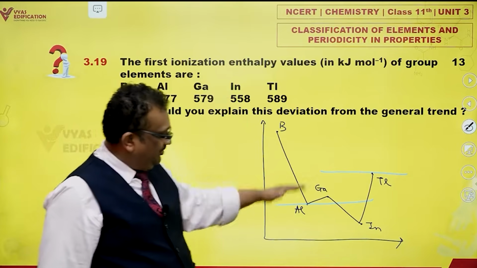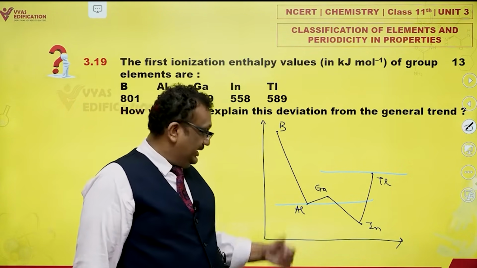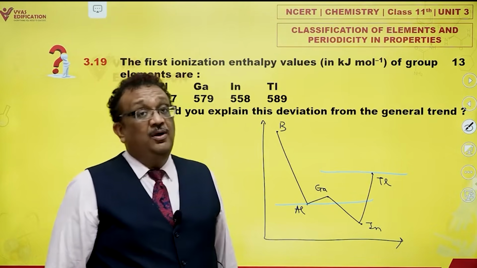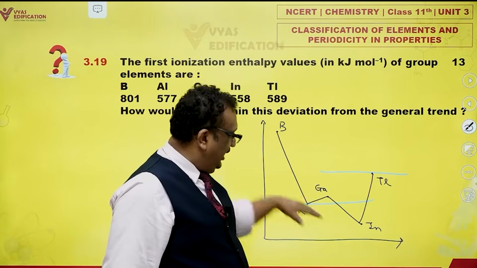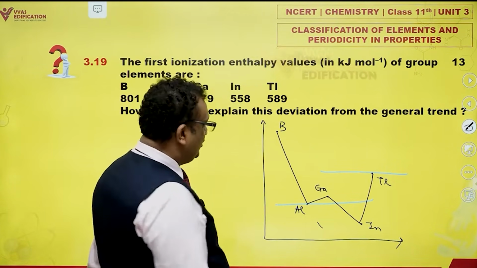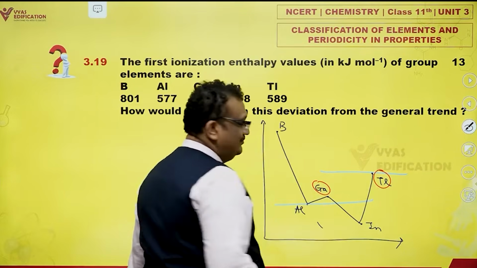It's a kind of zigzag like this. There are two dips at aluminium and indium, but down the group it was supposed to come down, so that's okay. Abnormalities actually lie when you talk about gallium and thallium.